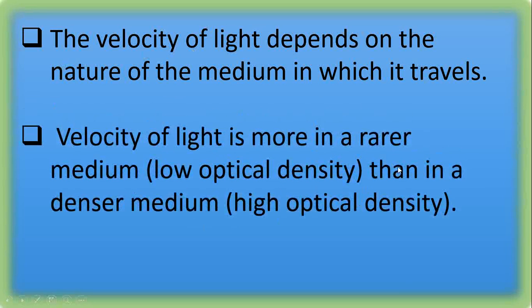So the velocity of light is more in a rarer medium. Where is the velocity more? In a rarer medium than in a denser medium. What is called a rarer medium? Rarer medium means low optical density. What is optical density? The intensity of light falling upon a material is called optical density. So the velocity of light is more in a rarer medium than in a denser medium. Denser medium means high optical density. Where is the velocity of light more? In the rarer medium. Where is it less? In the denser medium. All these points are very important for 1 mark questions.